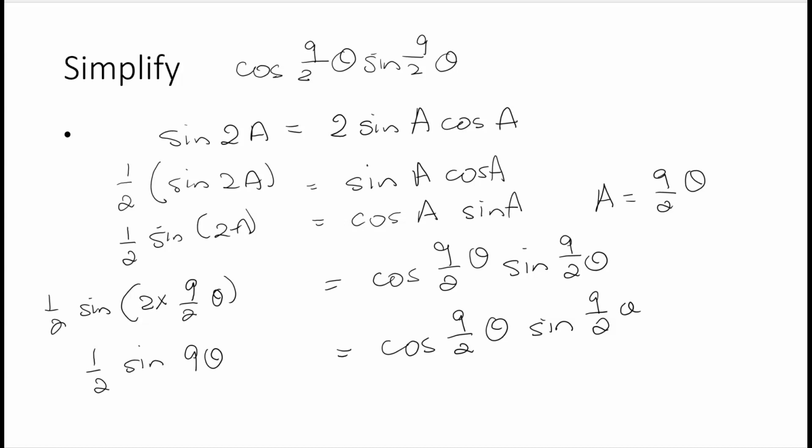So this is the answer that you were looking for there. That cos 9 over 2 theta sine 9 over 2 theta simplifies to a half sine 9 theta. Okay, hope that helps.